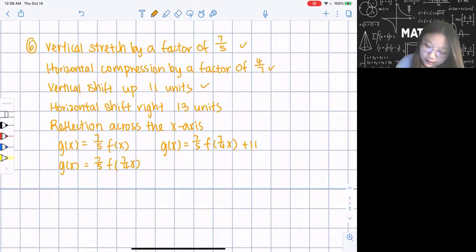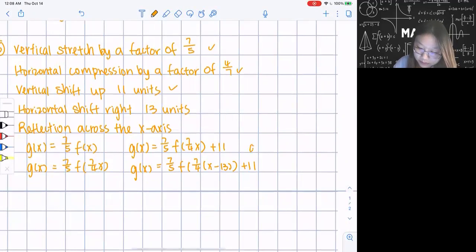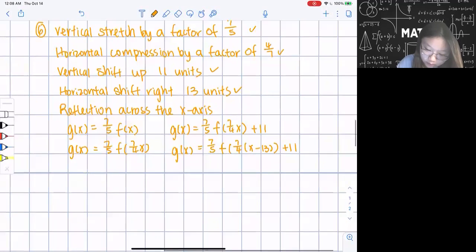This step is done. And next step, g of x equal to 7/5 f of 7/4, remember, next to the x. So I'm going to add my parentheses, x minus 13, plus 11. And my last step, which is my final answer, g of x with 7/5 f of 7/4. Oh, I'm sorry, I should write something before that. So this step is done.